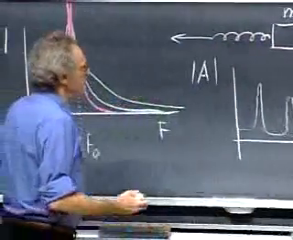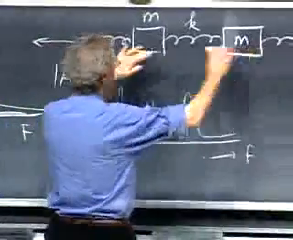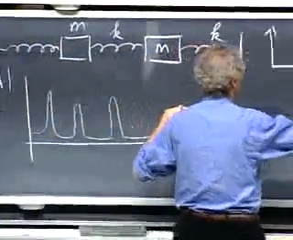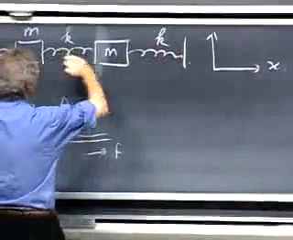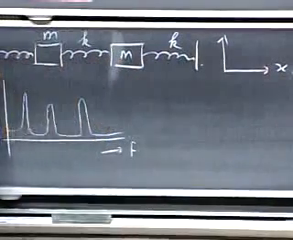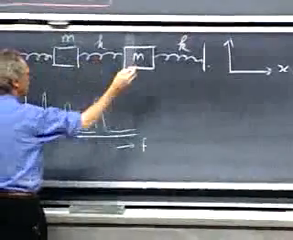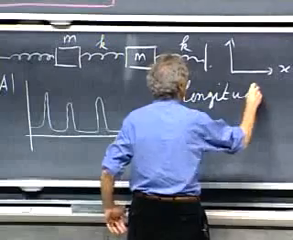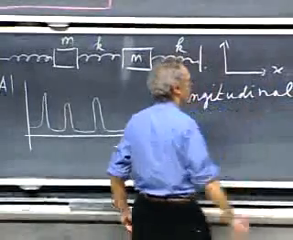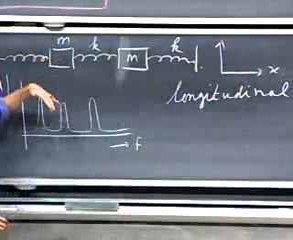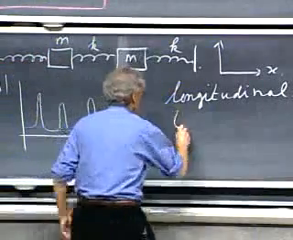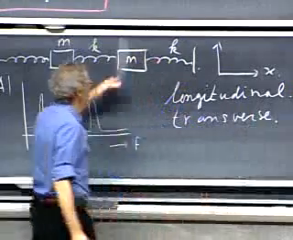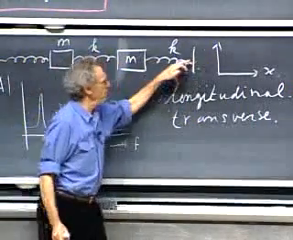In the case here that the objects move in the same direction of the spring, I call this the y direction, and I call this the x direction. So the spring is in the x direction, the beads are in the x direction, and the oscillations are in the x direction. We call those longitudinal oscillations. There is also a way that you can have transverse oscillations, whereby the motion is in the y direction, whereas the beads are in the x direction.